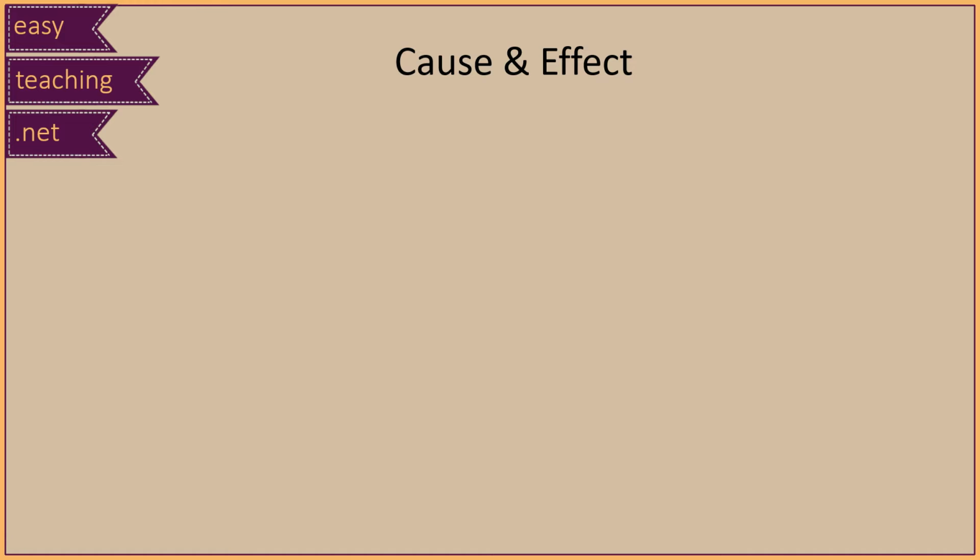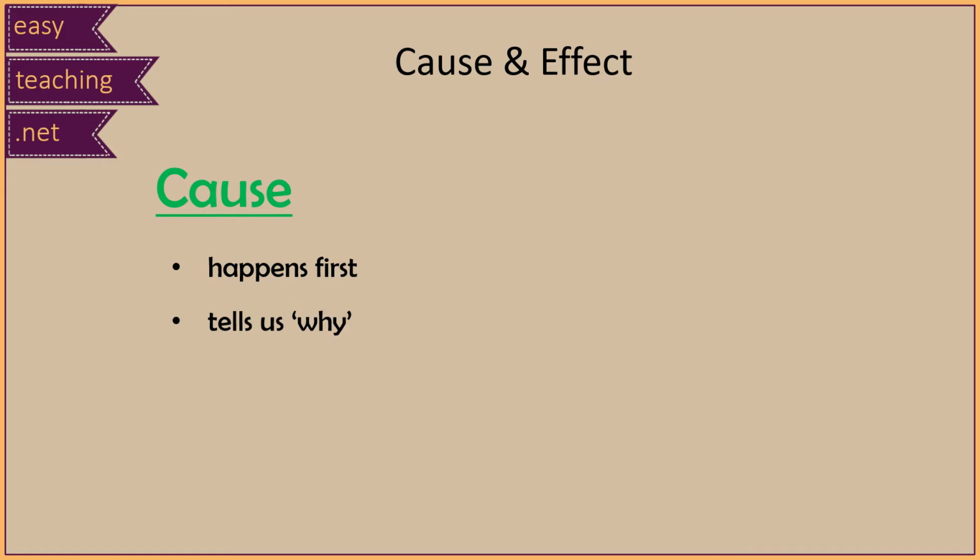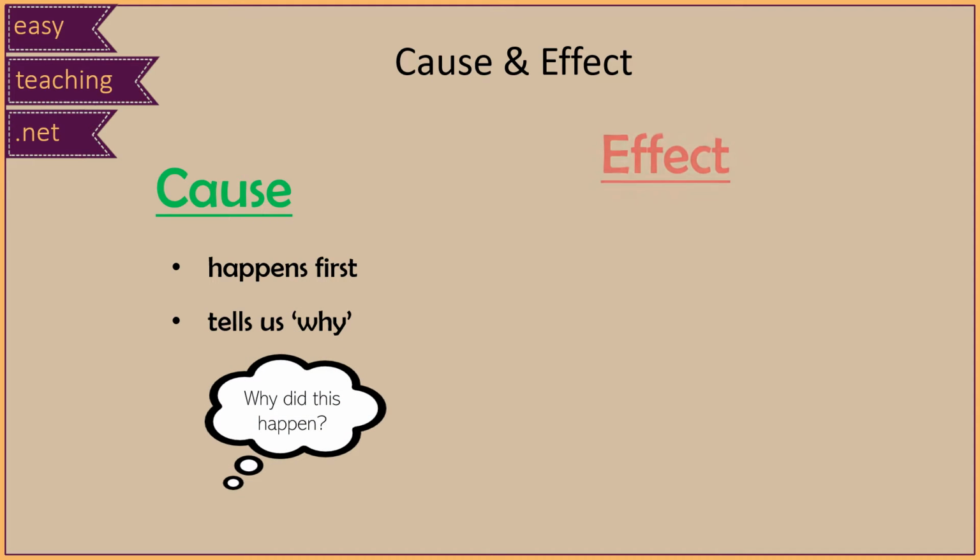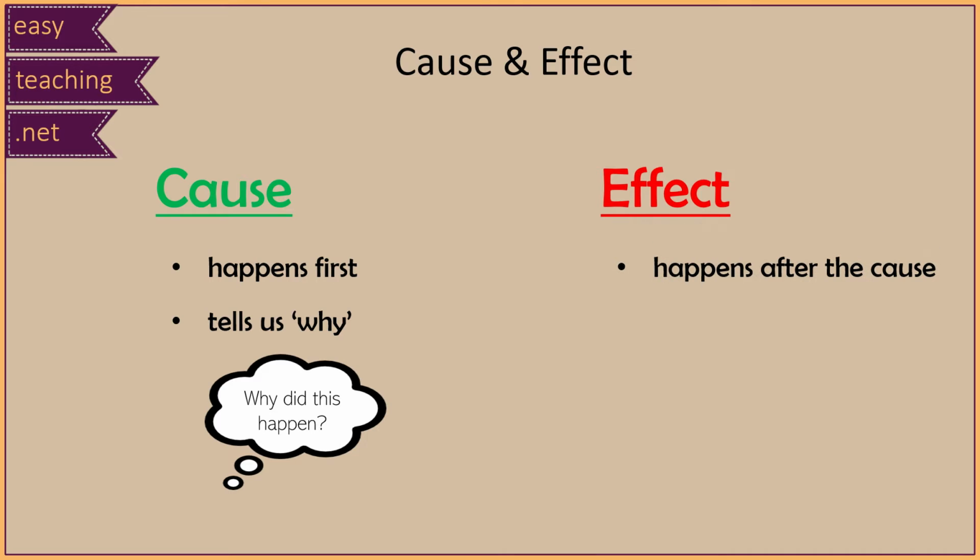Cause and effect refers to a relationship between different events, where one thing is responsible for something else happening. A cause happens first. It's why something happens. To find the cause, ask, why did this happen? An effect happens after the cause. It tells us what happened.